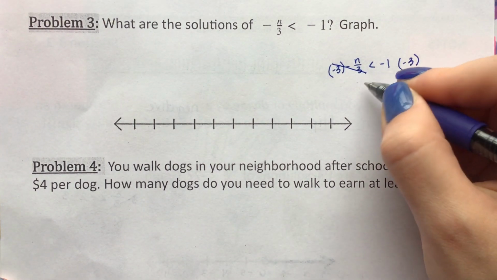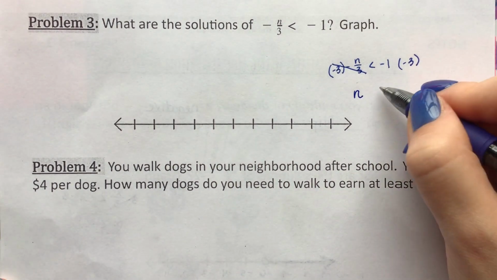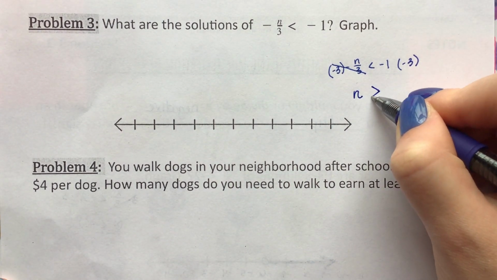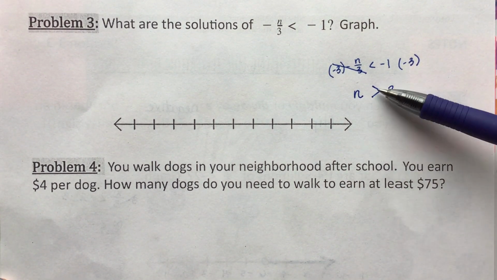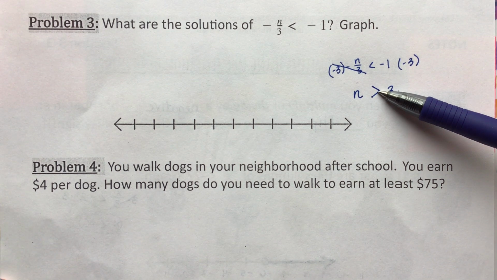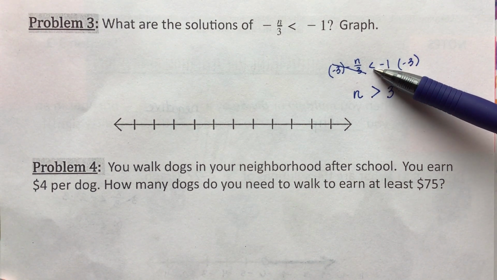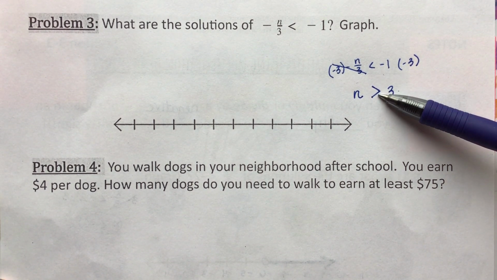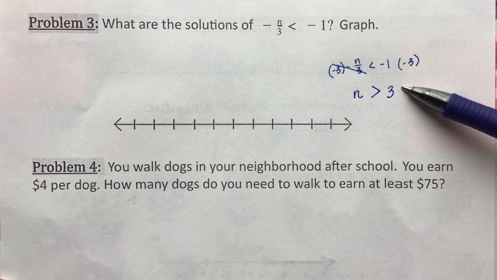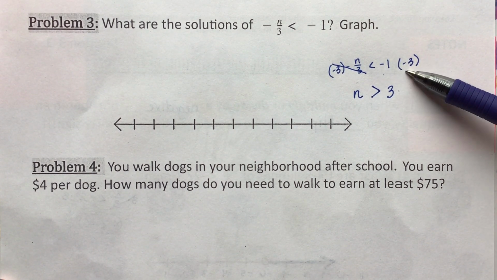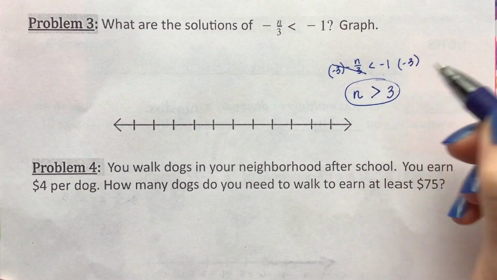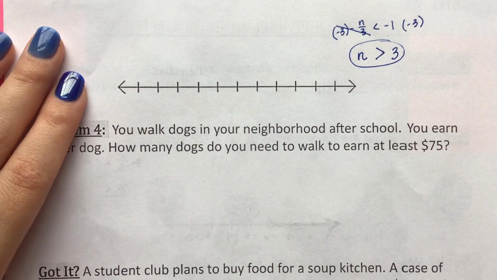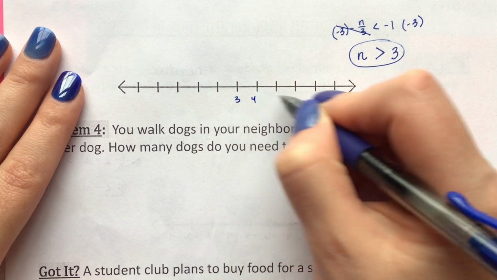They cancel on the left, and I have n is greater than positive 3. It's greater than because I multiplied by a negative number. So I took this sign and I flipped it backwards. It's positive 3 because a negative times a negative gets me a positive. So now I have my solution, and I'm going to make a number line. So 3, 4, 5, 6.